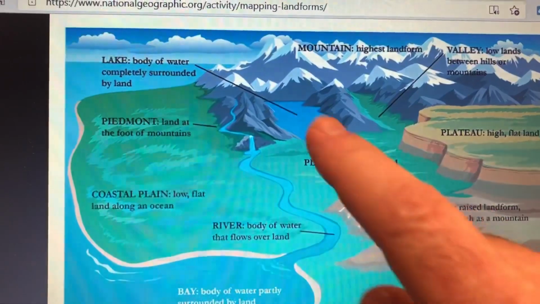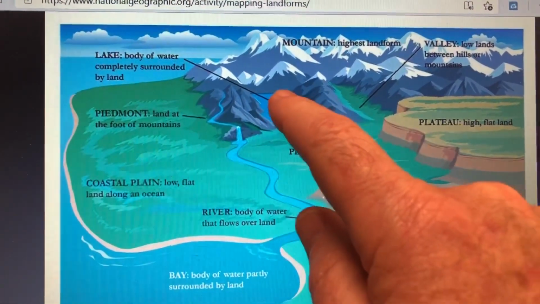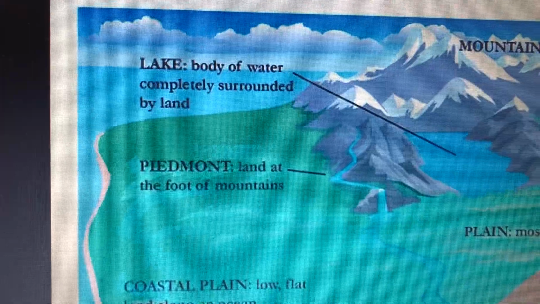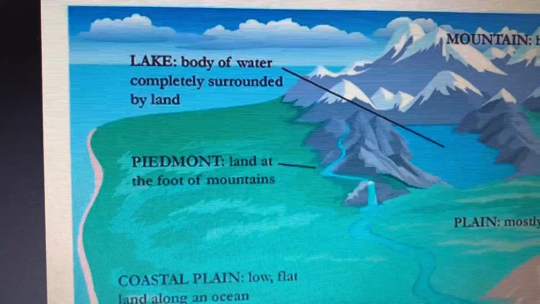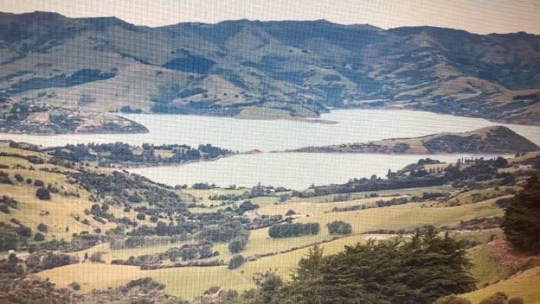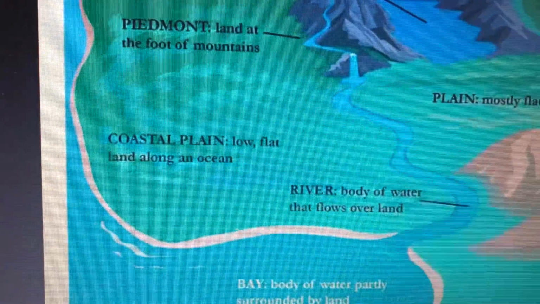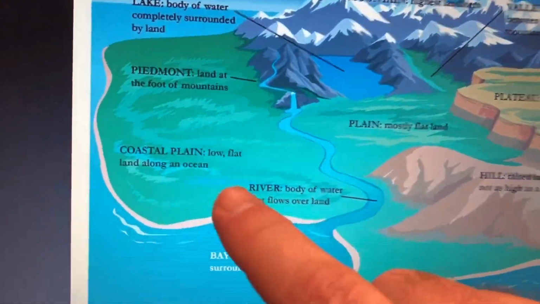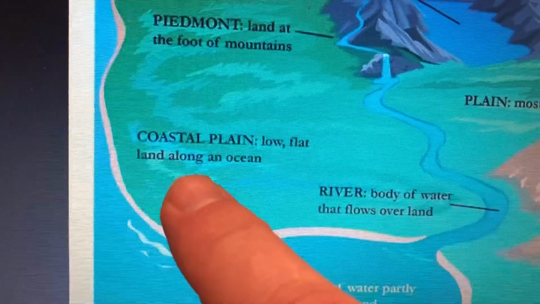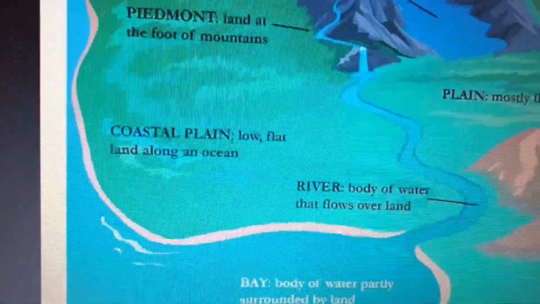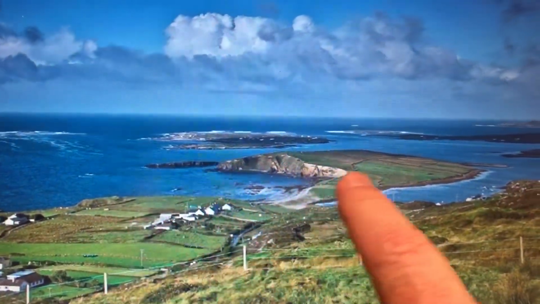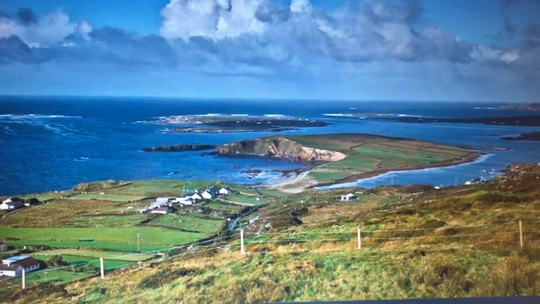All right, so let's get started right here. You see that is a lake. It's a body of water completely surrounded by land. So that's a lake. And let's look at a picture of a lake. Here's a picture of a lake. So it's a body of water completely surrounded by land. So let's continue looking over here. Okay, so let's hone in on this one. Let's zoom in. So coastal plain is a low, flat land along an ocean. And let's look at a picture of that. There you have it. Coastal plain, right? It is the flat area by the ocean.